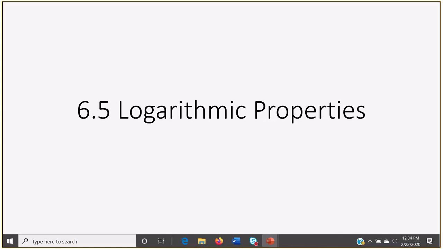Okay, 6.5, logarithmic properties. This is very much a section that is building into the next section. So you might be thinking, okay, I get why or how this works, why we're able to put things together and take them apart, but I don't understand why we're doing them. Well, we're going to use them heavily in the next section. So this is an introduction.